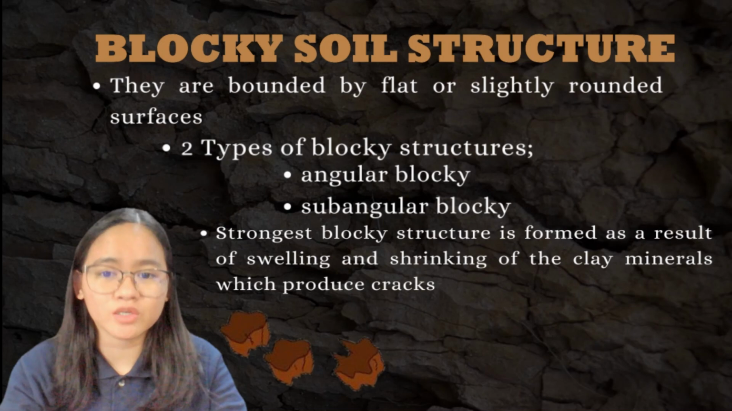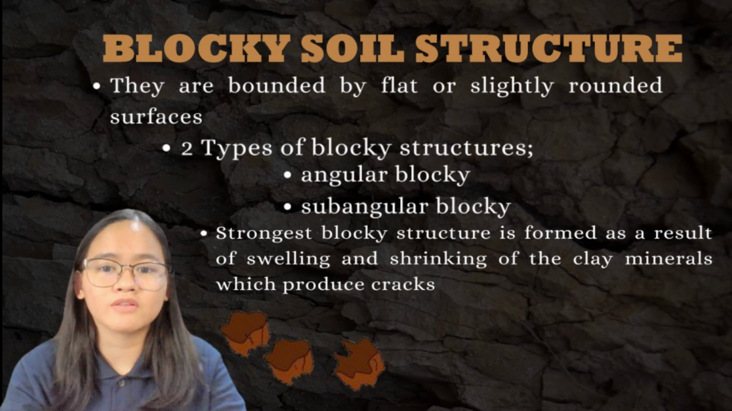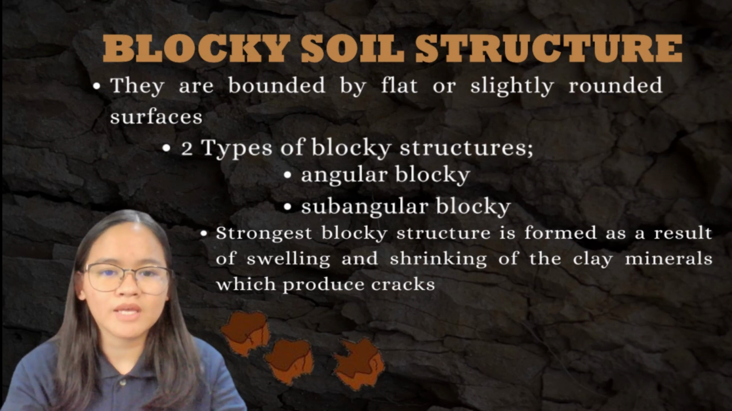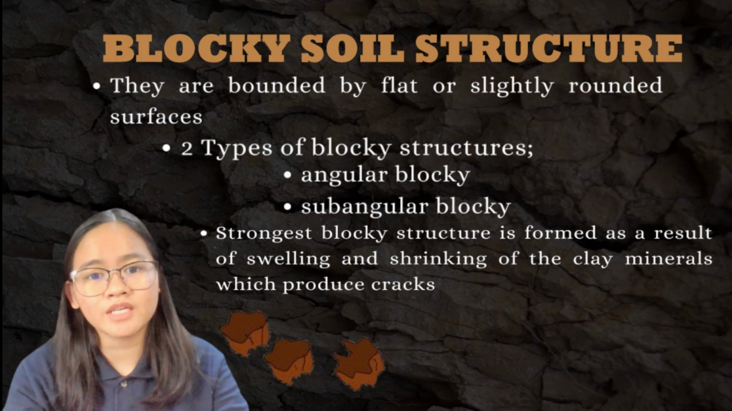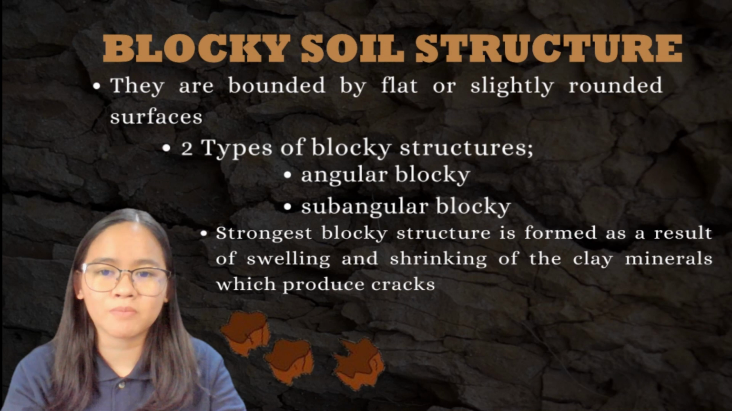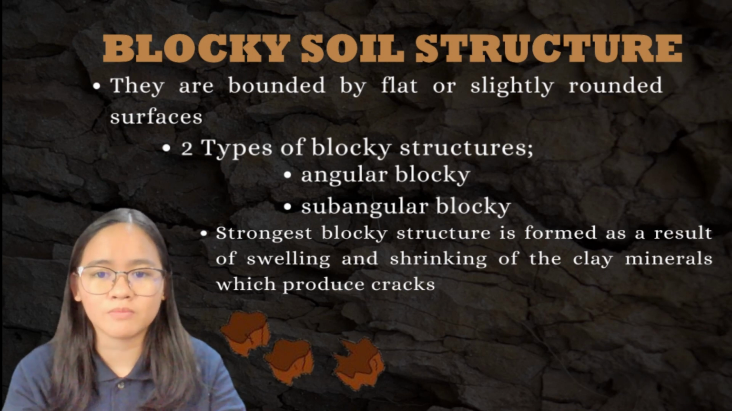The next structure is the blocky structure. In blocky structure, the structural units are block-like or polyhedral. They are bounded by flat or slightly rounded surfaces that are casts of the faces of the surrounding beds. Typically, block structural units are nearly equidimensional but grade to prisms and to plates. Relatively large blocks indicate that the soil resists penetration and movement of water. This structure is common in clay soils and is often found in subsoils.